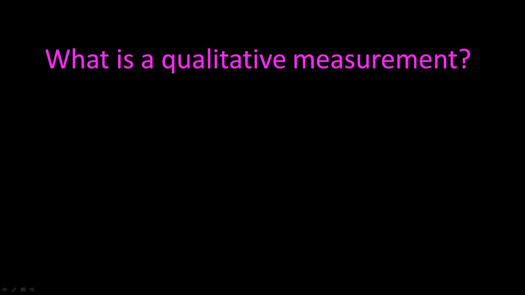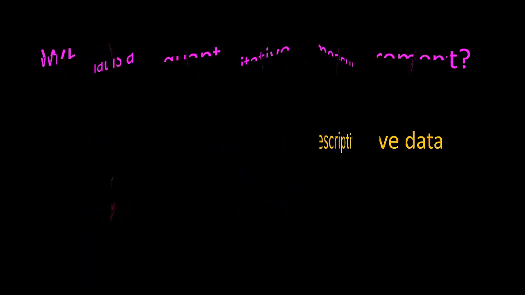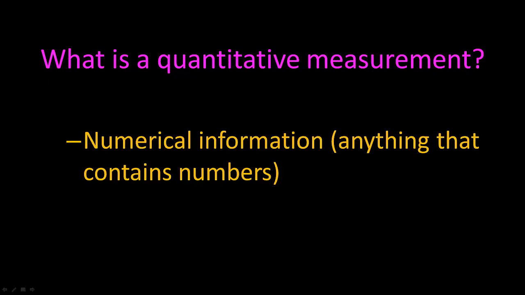Qualitative measurements are non-numerical and descriptive data or approximate values if it is a numerical piece of data. An example would be approximately 20 milliliters of water. Quantitative measurements are numerical information and precise values. An example would be precisely 20.5 milliliters of water.